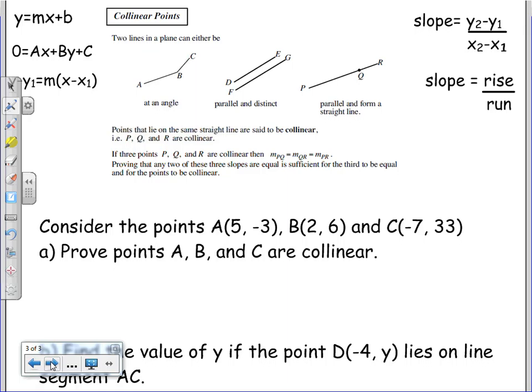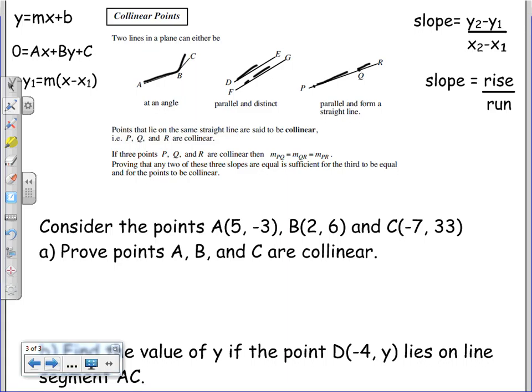Last example, and then you guys can work on your practice booklet. We've got some different types of points here. We've got some points that kind of have a little joint in the middle. We've got parallel points, like these ones. And we've got parallel lines that just connect and go all the way through.